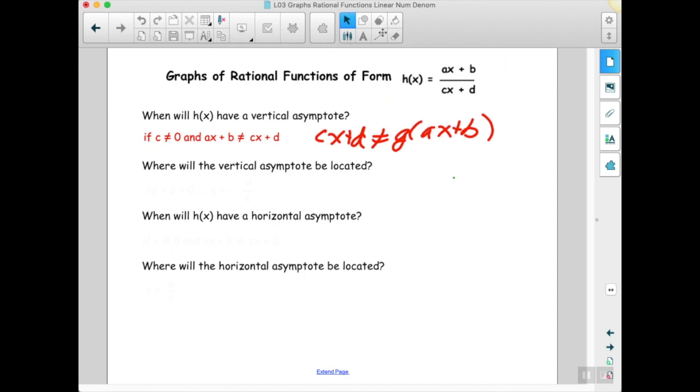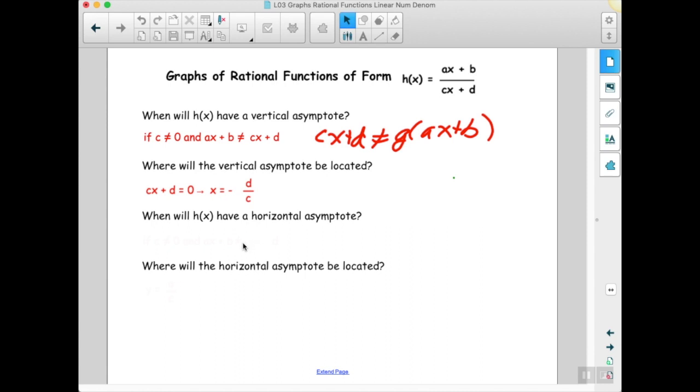Where will the asymptote be located? Wherever we have our 0 here. So wherever Cx plus D is 0, then we're going to get that x is negative D over C. And remember, that will happen as long as C isn't 0, because if it were, we'd just be dividing by a constant. So really, we're kind of stretching or compressing the graph. And Cx plus D cannot be a multiple of Ax plus B.